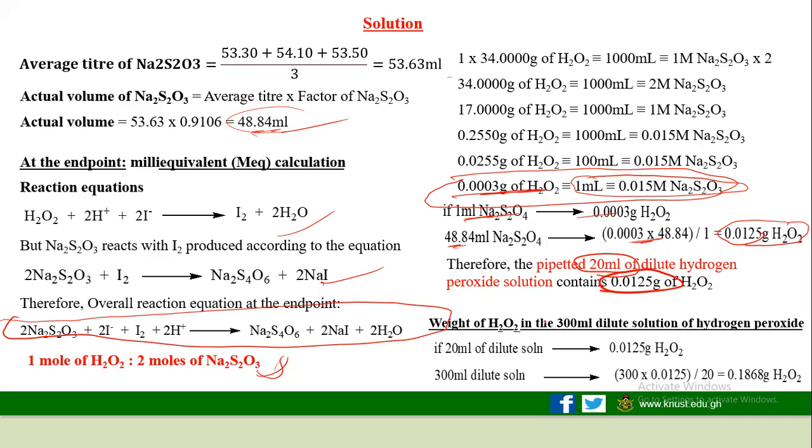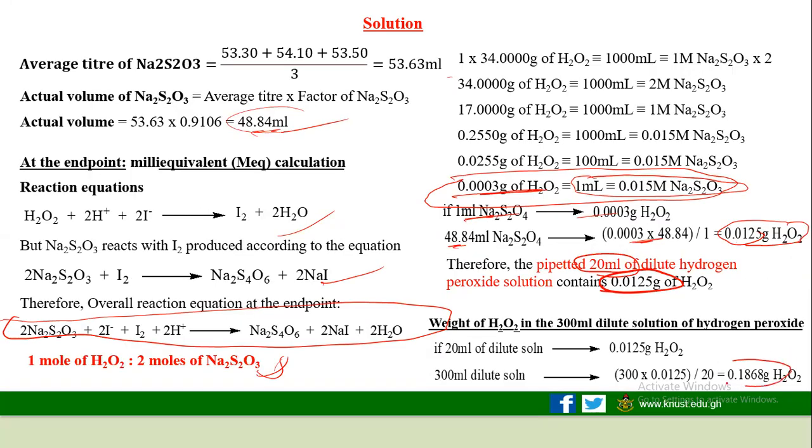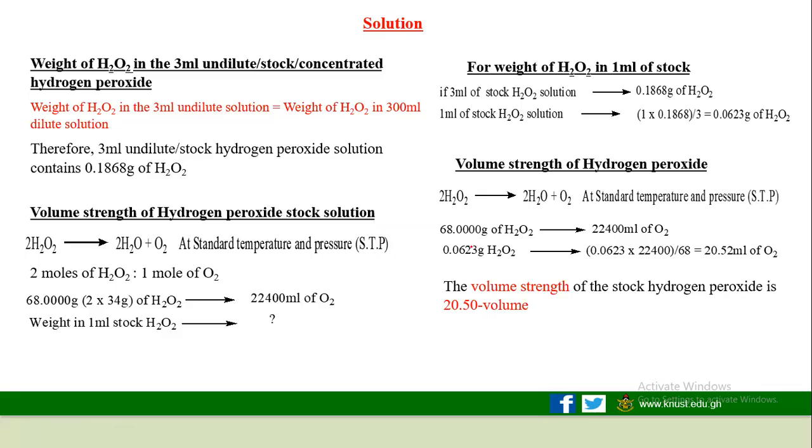Now, the weight of the peroxide in the 300 ml of diluted solution of peroxide. So if 20 mls of the diluted solution contains this, then the 300 ml. So this is a simple proportion. We get the amount in the 300 ml. Not forgetting that the amount in the 300 ml is the same as the amount in the 3 mls. Good. Now that is what has been stated here, that the amount in the 3 mls is the same as the amount in the 300 mls, right?